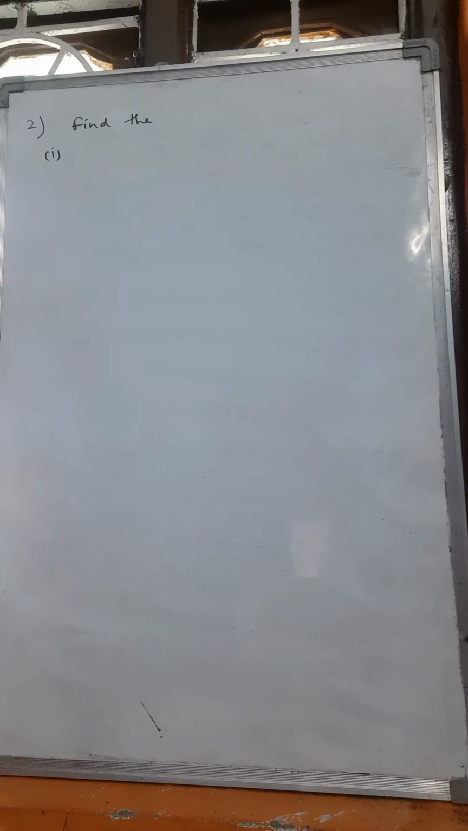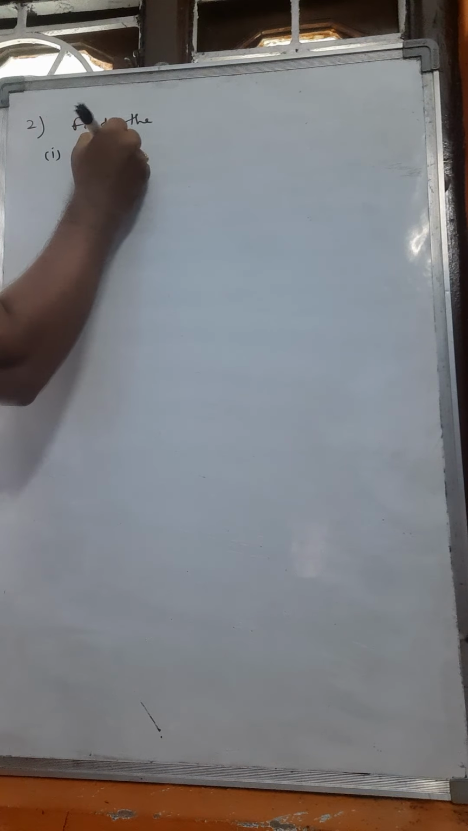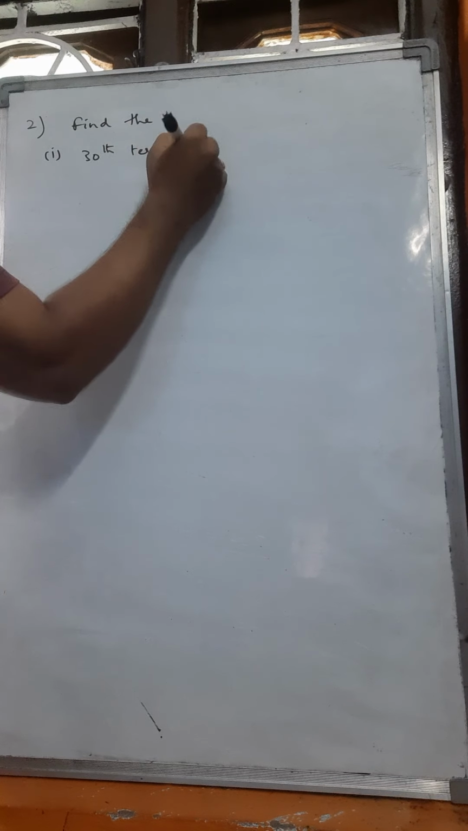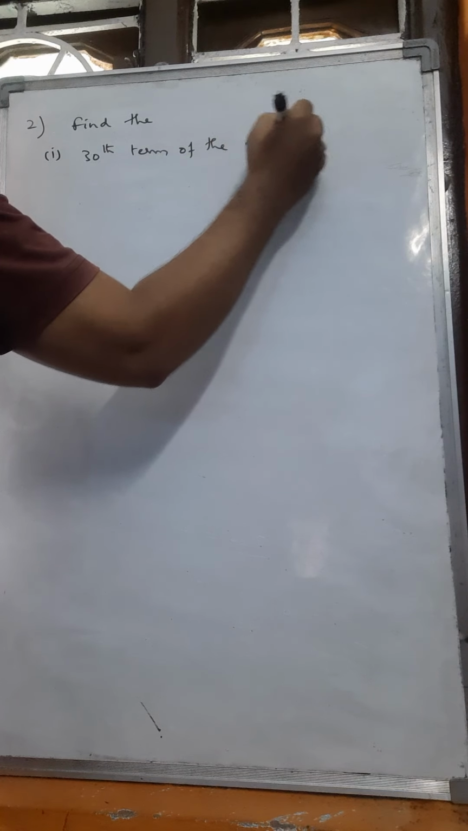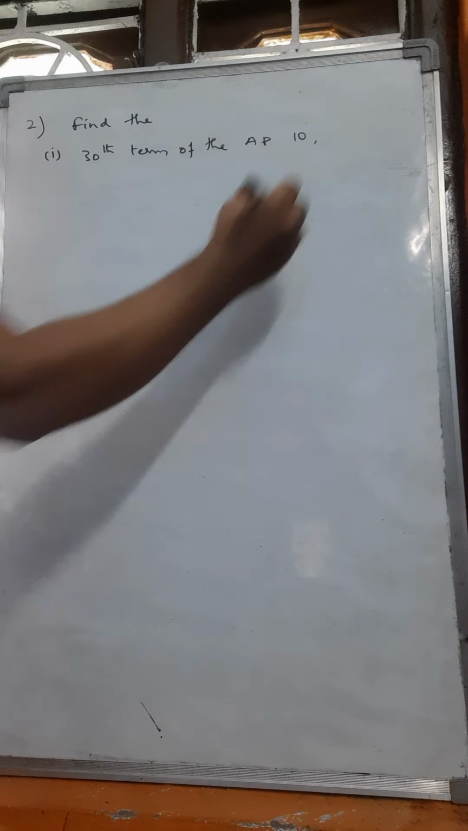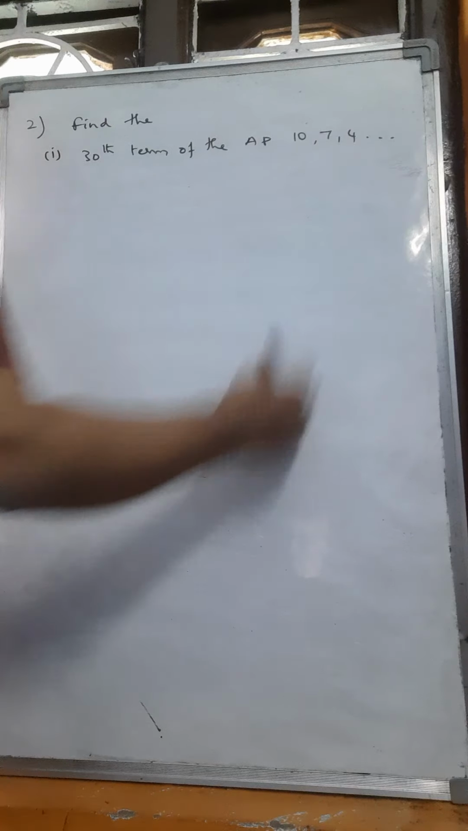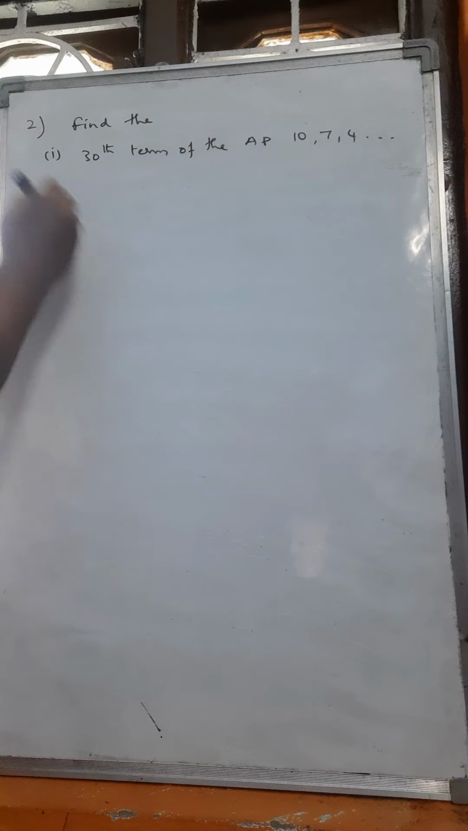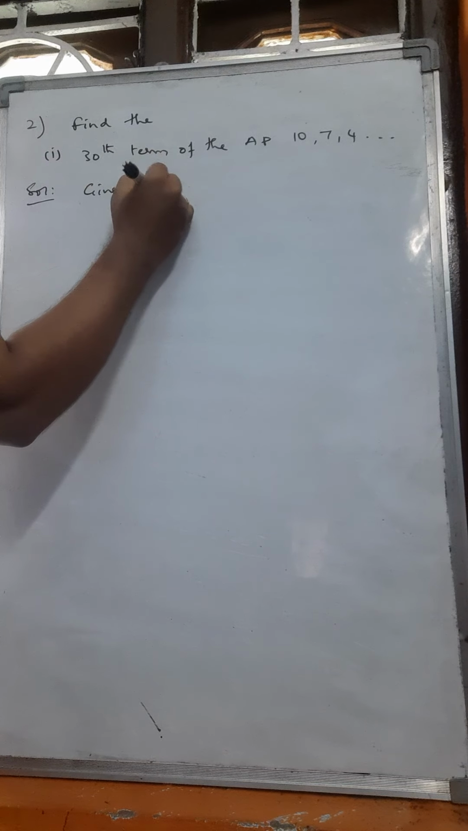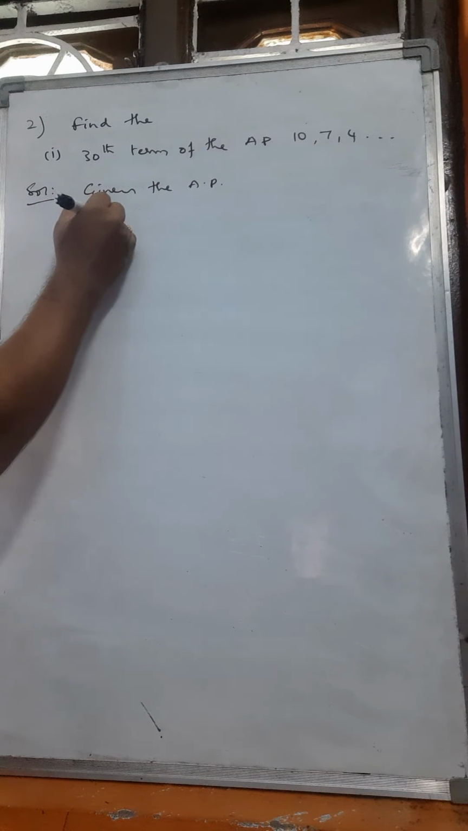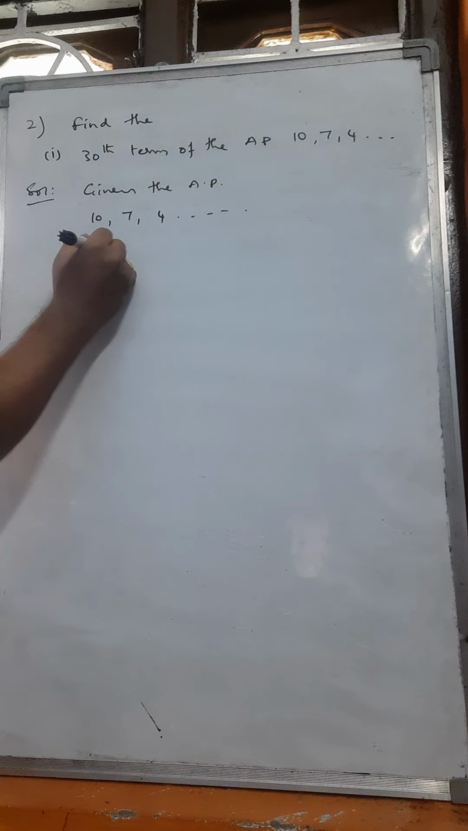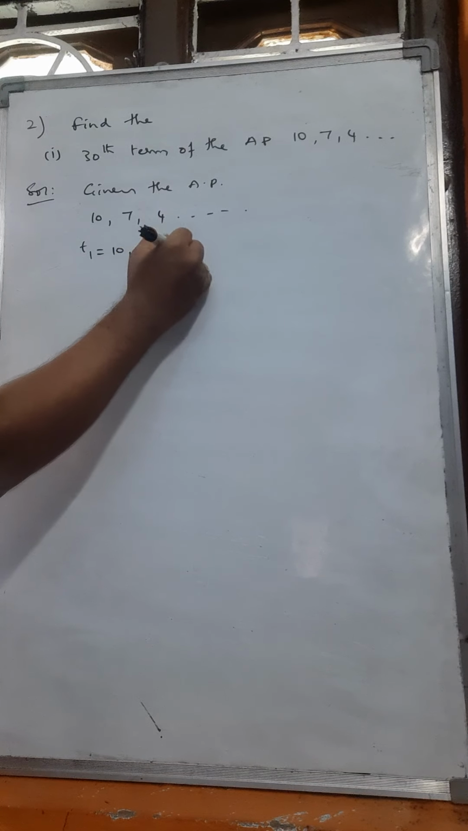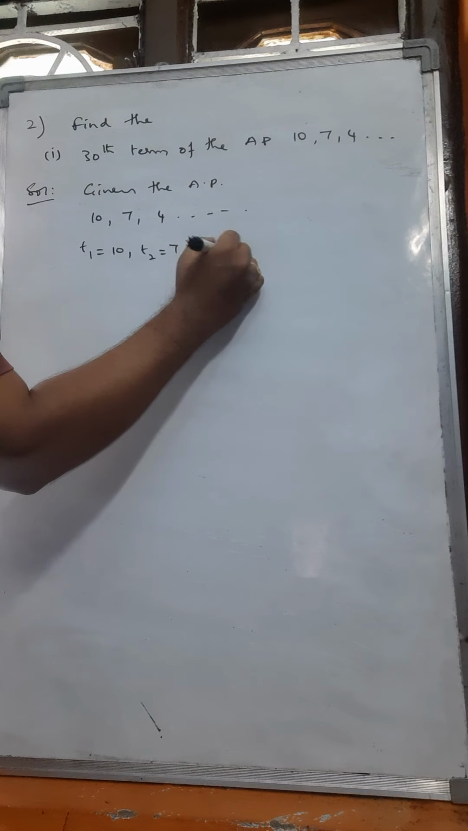Next, the second bit: find the 13th term of the AP 10, 7, 4, and so on. So here, given the AP 10, 7, 4, and so on, T1 is equal to 10, T2 is equal to 7, T3 is equal to 4.